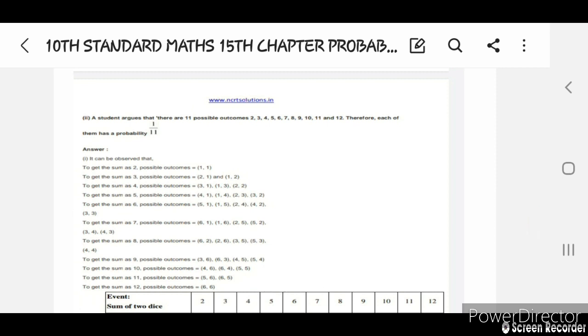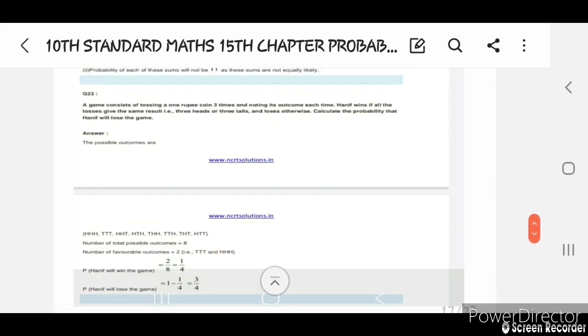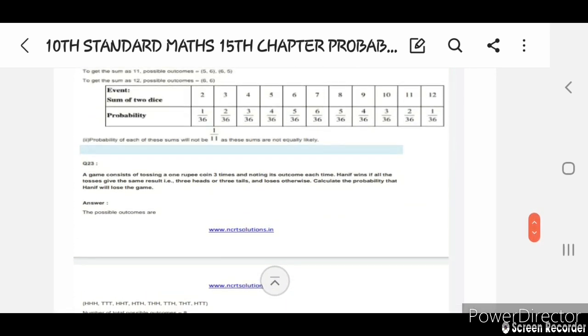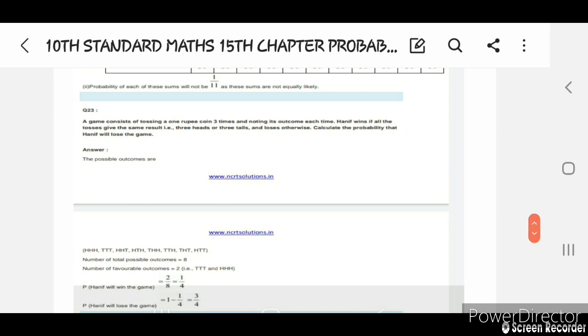A game consists of tossing a 1 rupee coin 3 times. 3 times you have to toss a 1 rupee coin and note its outcome each time. If a person gets the same result all 3 times, 3 heads or 3 tails, he will win. For winning he should get 3 tails or 3 heads, and he loses otherwise. Otherwise he will lose that game. Calculate the probability that Hanif will lose the game.